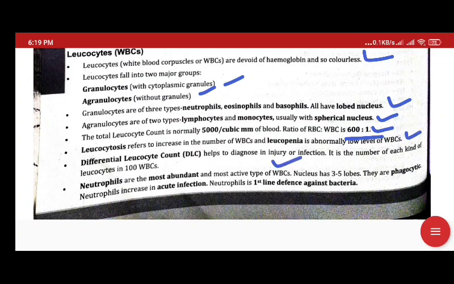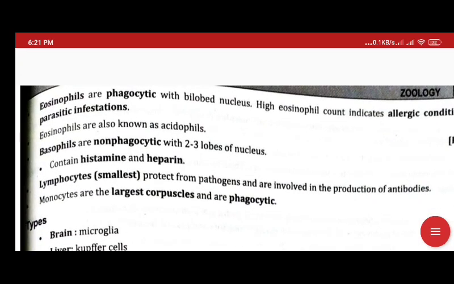Neutrophil is most abundant and its nucleus is 5 lobed, and it acts in infection. Neutrophil is the first line of defense, already told in the previous lecture, against bacteria or any debris in the body. Now we have eosinophil, the second type of granulocyte of leukocyte. Eosinophil is high in allergic conditions, parasitic or other conditions.